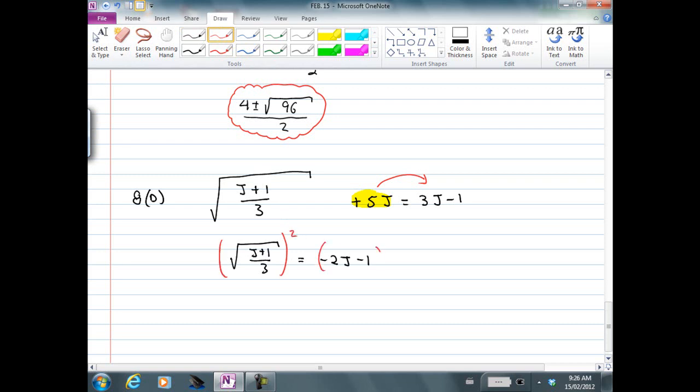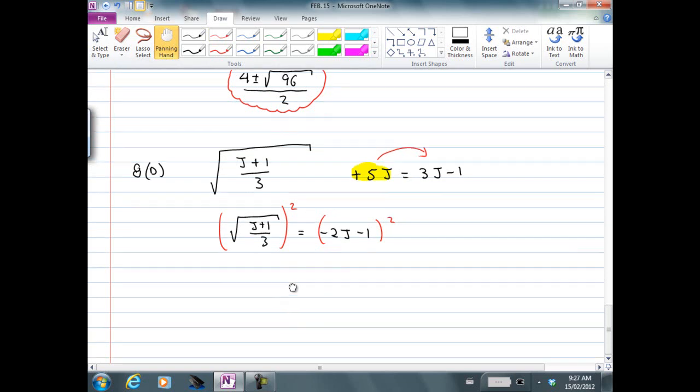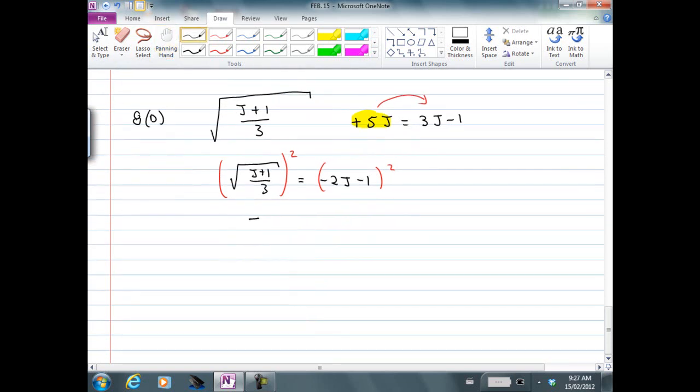If I square the left side, I'll be left with J plus 1 over 3. You can use my shortcut technique here, or you can do it the long way. I have no preference on which way you choose. Jason, if I square out negative 2J minus 1, what would I get on the right hand side? 4J squared take away 2J plus 1. It's not take away 2J. Plus 1 is correct.